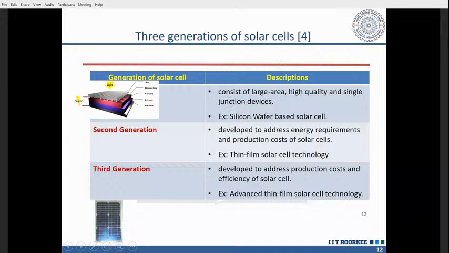The first generation consists of large area, high quality, single junction devices. Mostly the examples are silicon wafer based solar cells. The second generation was developed to address energy requirements and reduce the cost of solar cells. There is thin film solar cell technology. And the third generation is advanced thin film solar cell technology. So these are some of the technologies. I am not going deep into it. So these are basically the very clear-cut picture of these solar cells.